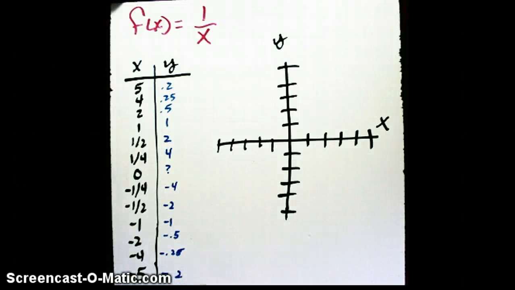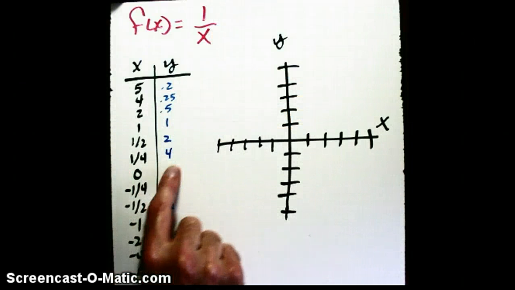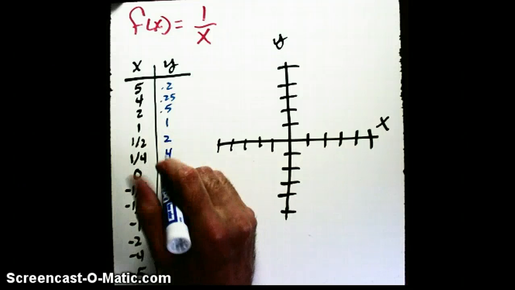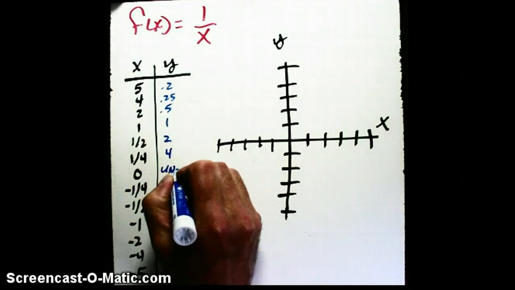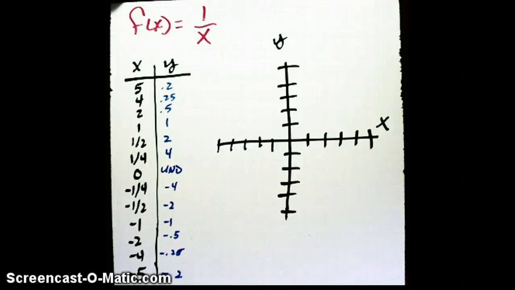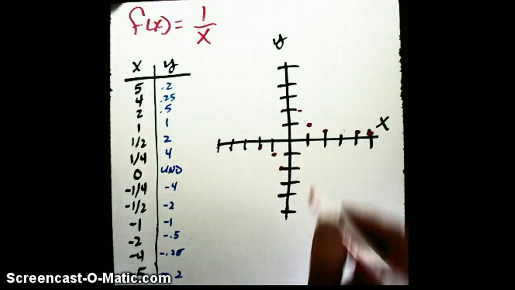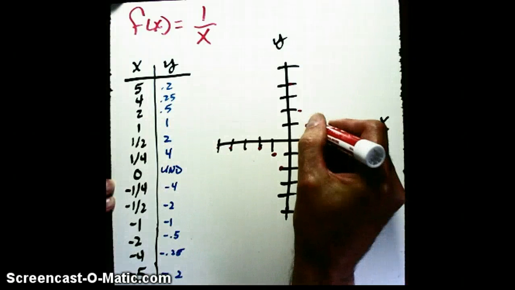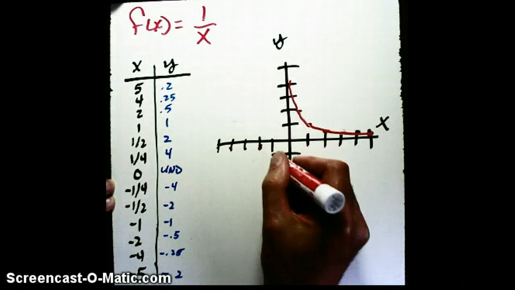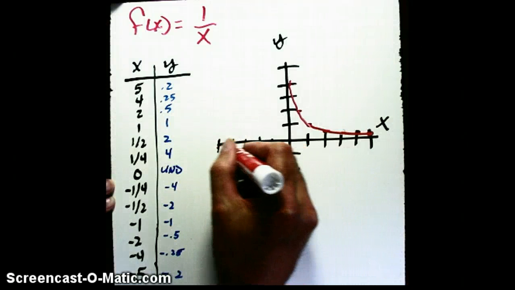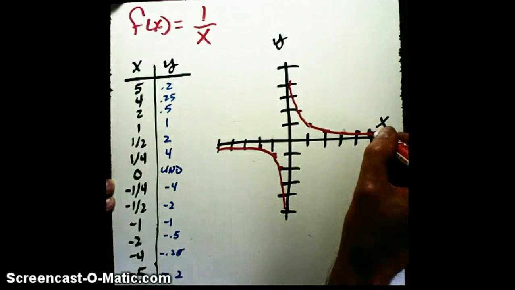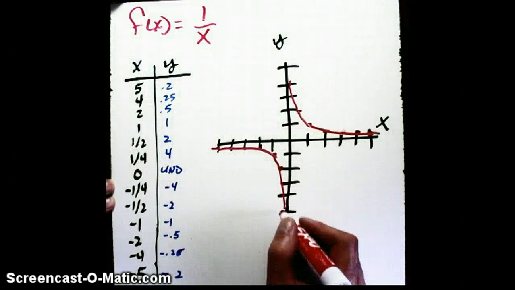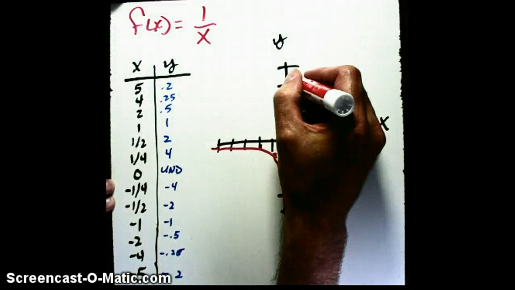Now the problem is this 0 right here. So whenever I have 1 over 0, we know that that is undefined. Okay, there is no value there. So that is important to keep in mind. Now let's plot the points. Here we plotted the points. Now we could draw the curve of the function. Okay, remember it keeps going this way, keeps going this way, keeps going this way.